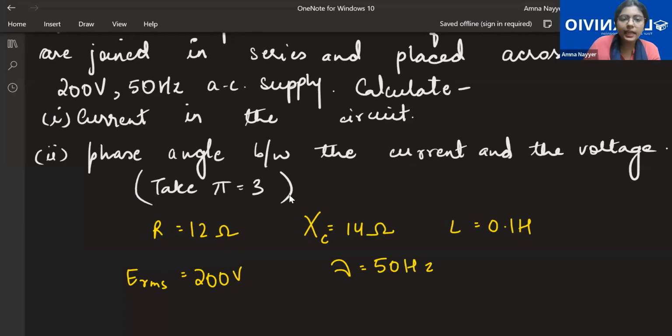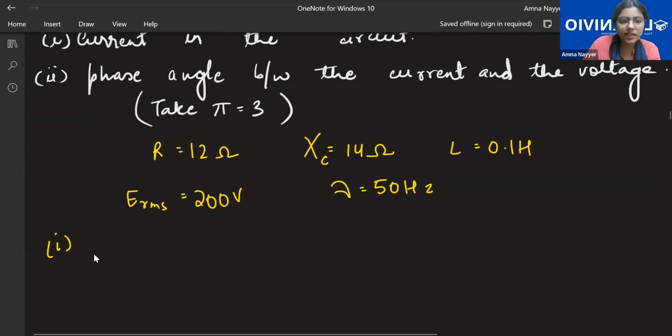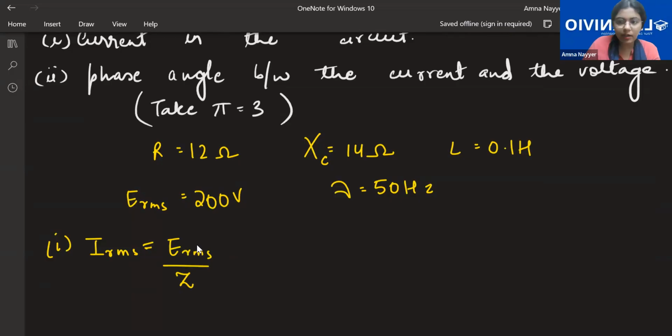Now, tell me, to get the current, what should be the formula? When it says current in the circuit, if ERMS is given, then IRMS is equal to ERMS by Z. So ERMS, 200 volt, is given. To calculate current, we need to get the value of Z.